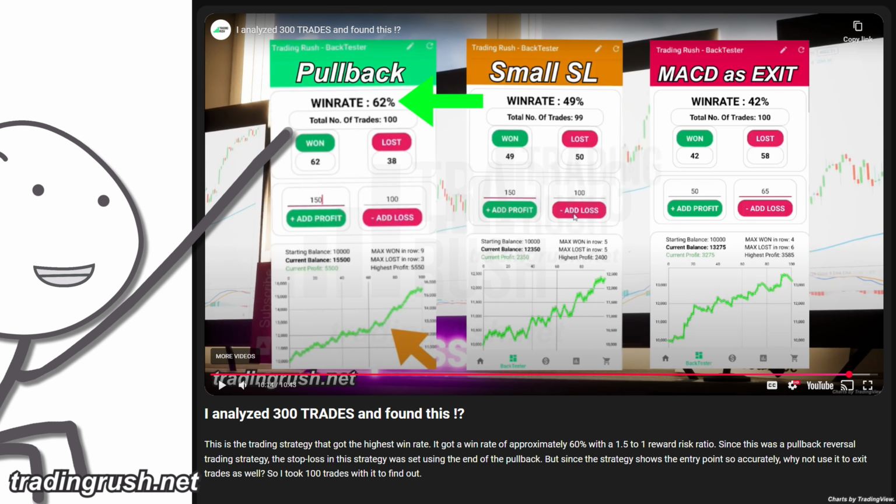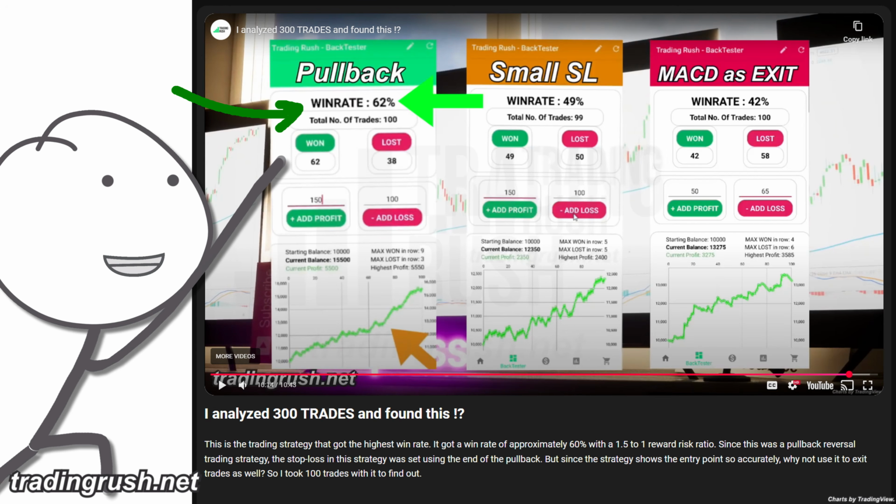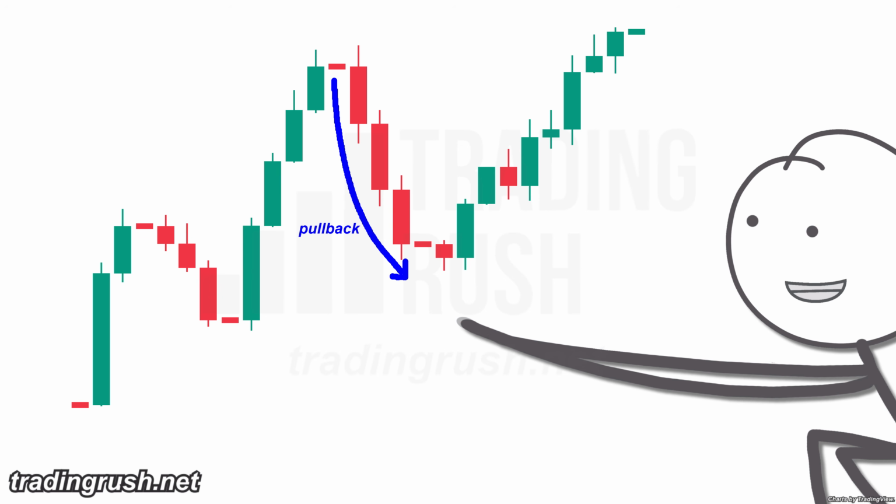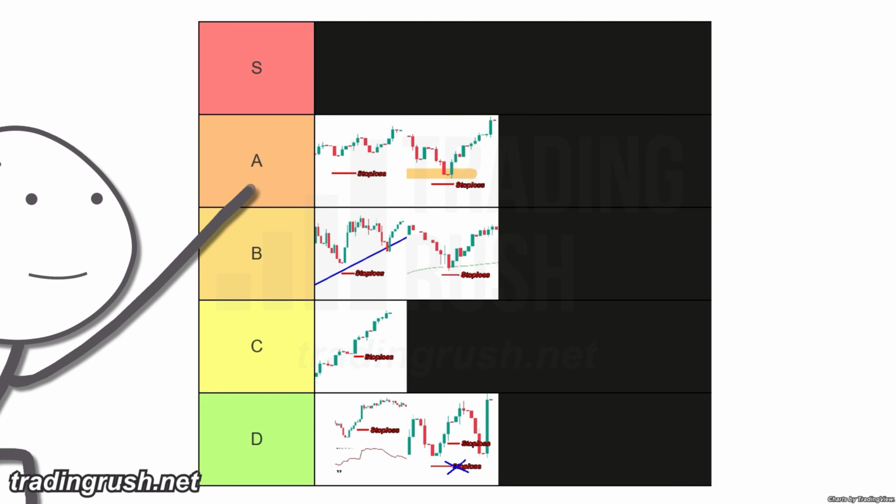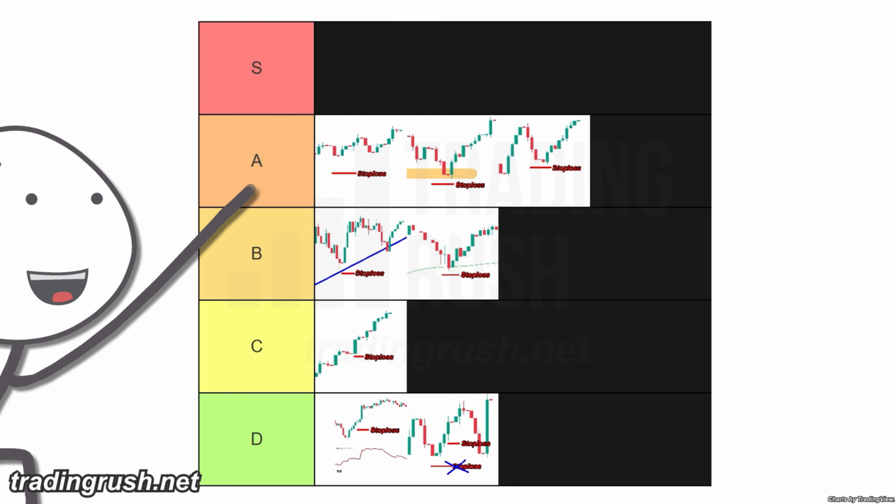Number 2. I did a testing video on the Trading Rush channel a while back, where I tested different stop loss methods in a trend. In that test, a strategy with the pullback stop loss got the highest win rate. Like, after a long entry in an uptrend, setting the stop loss below the pullback is a good move. So, I will put the pullback stop loss in the A tier.